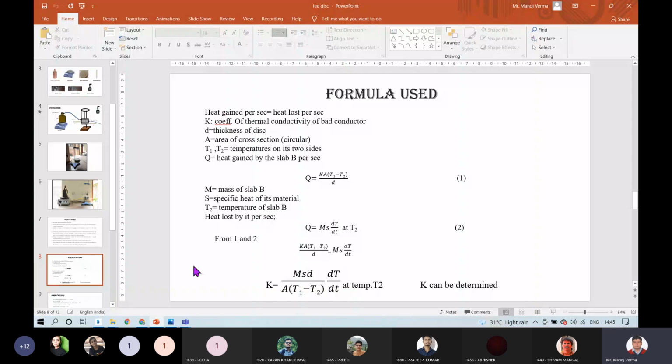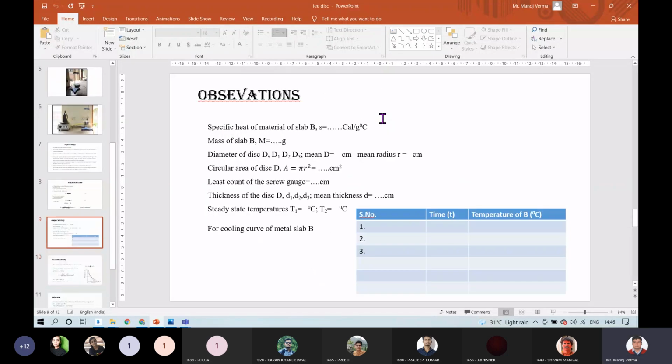ये सब सेम चीज वही लिखा है जो मैंने अभी एक्सप्लेन किया था कि क्या क्या होगा आपका. Heat gained per second by slab B will be equal to the heat lost per second by slab B. So this formula you will be using for the calculation of K. Observation table ऐसे बनाना है.